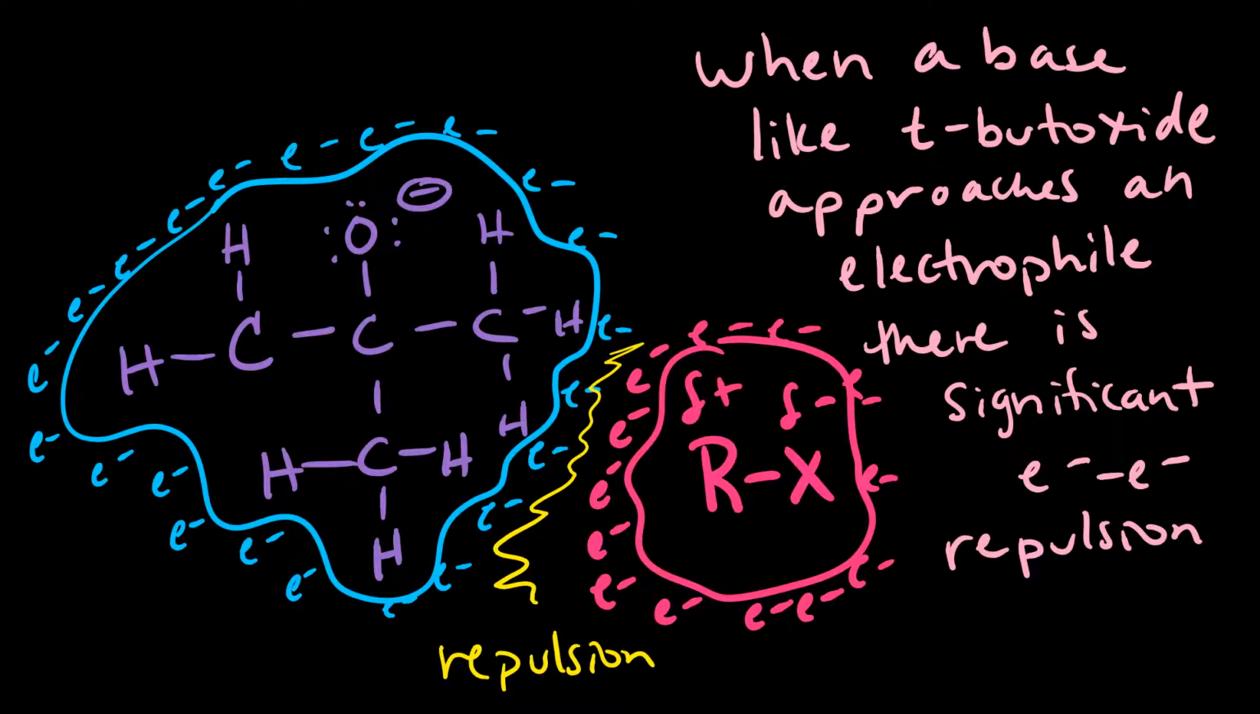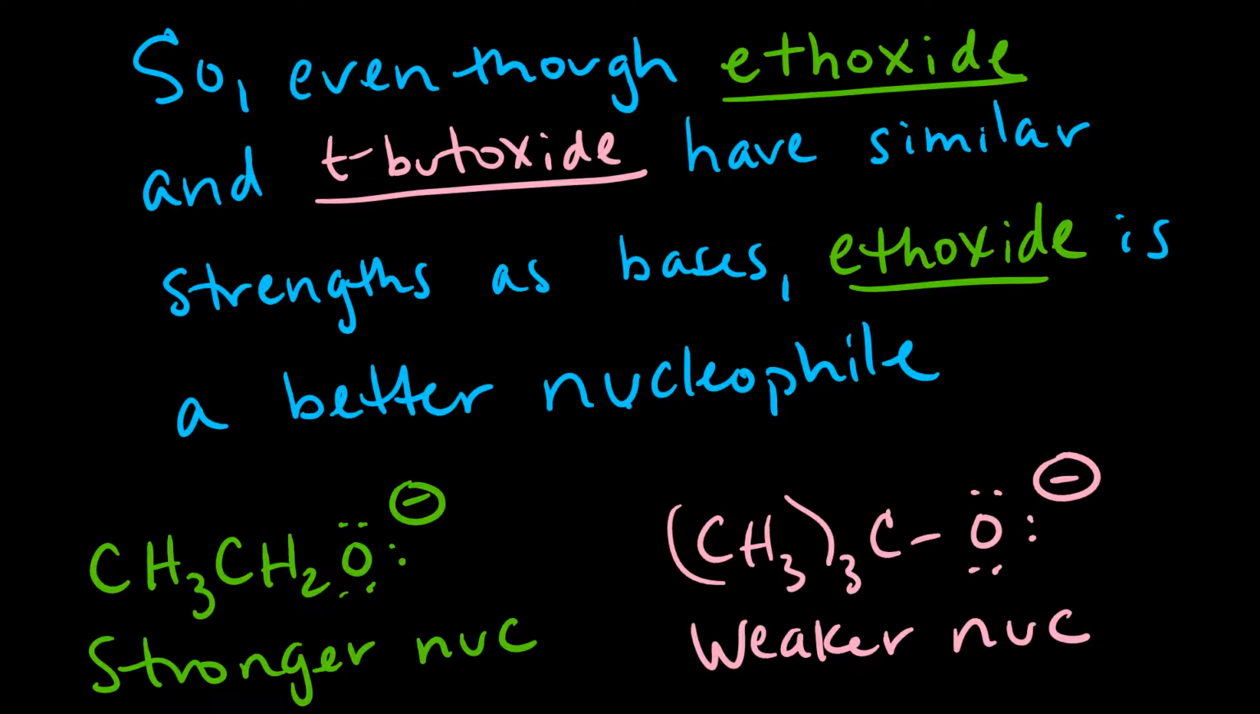So when a base like tert-butoxide tries to approach an electrophile like an alkyl halide, you get a lot of repulsion between the two because of the massive amount of electron density that's being carried around by this bulky base. Even though tert-butoxide and ethoxide might be really good bases, they're both very good at just ripping protons off of things. Ethoxide is going to be a much stronger nucleophile. Tert-butoxide is going to be a weak nucleophile. And this is a case of a non-nucleophilic base. Tert-butoxide is going to be sort of the example of a non-nucleophilic base, a bulky base that we will use throughout both semesters of organic chemistry. There will be a couple of others introduced in the next chapter as well.